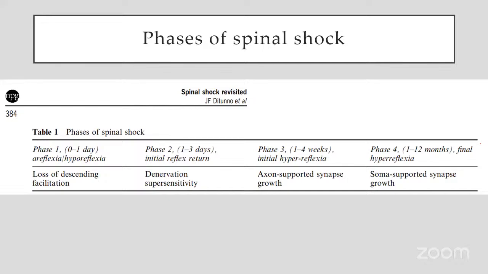In phase 1, there will be a stage of spinal shock, that is areflexia or hyporeflexia. There is a loss of descending facilitation, because of which there will be no reflex signs. Gradually, denervation supersensitivity causes initial reflex return. And as the axons regrow, there will be initial hyperreflexia. Once the cell bodies start to regrow, there will be a final hyperreflexia.